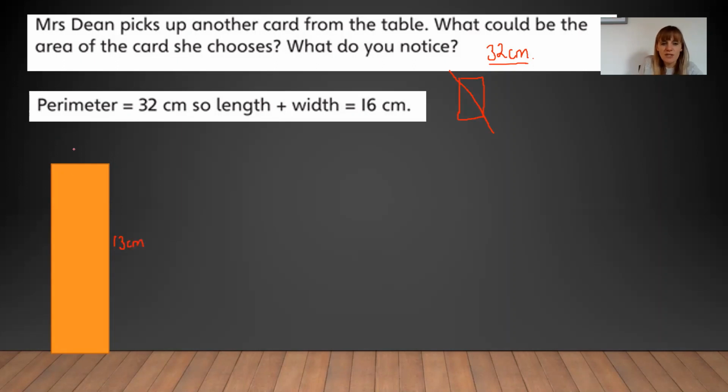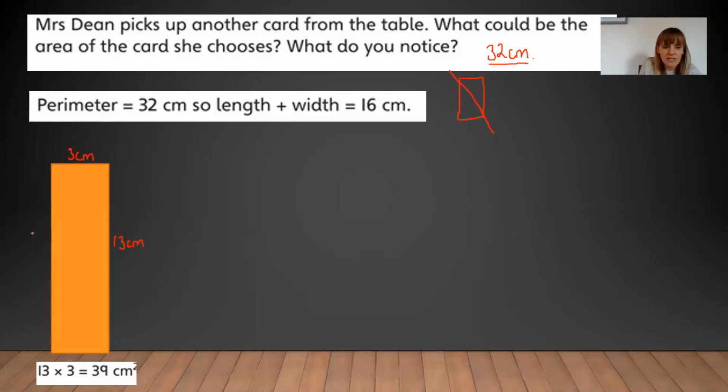So if that's 13, it's got to add up to equal 16. This one might equal 3 centimetres. Now, what's the area going to be? That means the area is going to be 13 times 3, which is 39 centimetres squared. We can double check, can't we, that our perimeter is still correct?